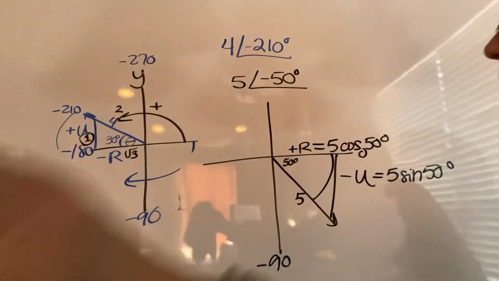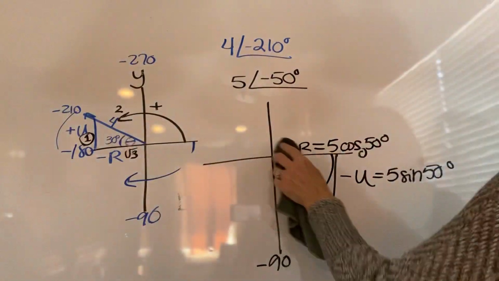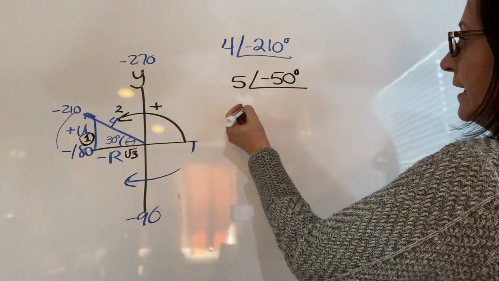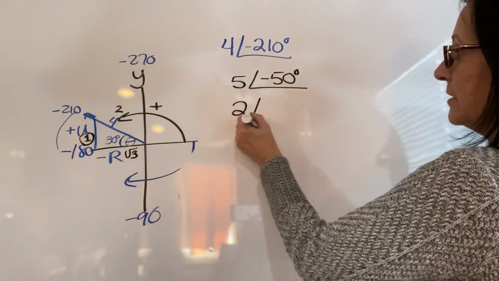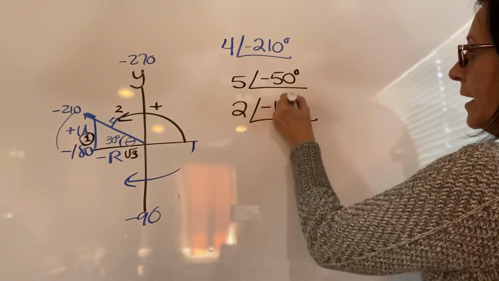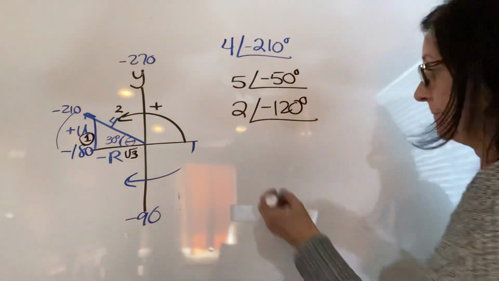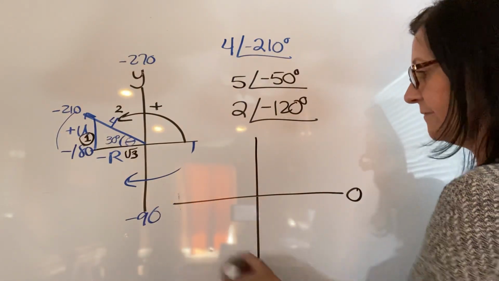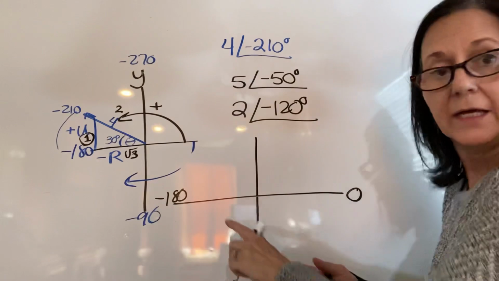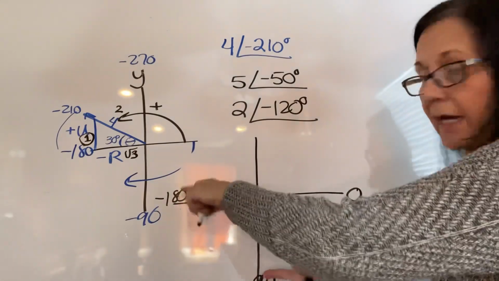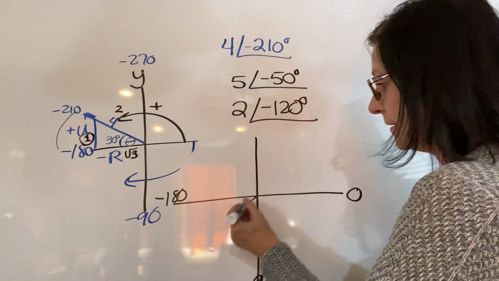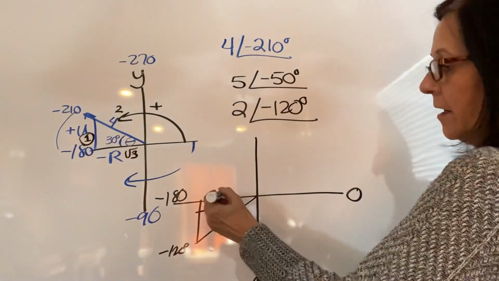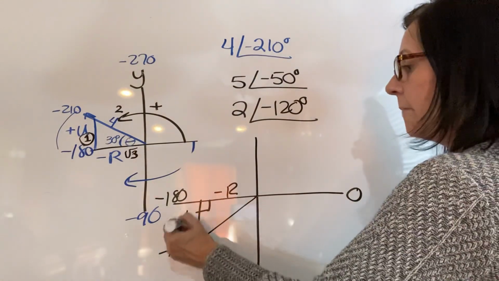All right, now let's put one. We've got one in the first quadrant. We've done one in the third quadrant. What about if I have 2 at negative 120 degrees? That's 0, negative 90, negative 180. Negative 120 is between 90 and 180. So it's going to be here at negative 120 degrees. My R will be negative. My U will be negative.